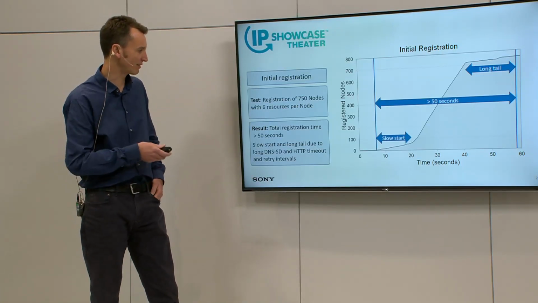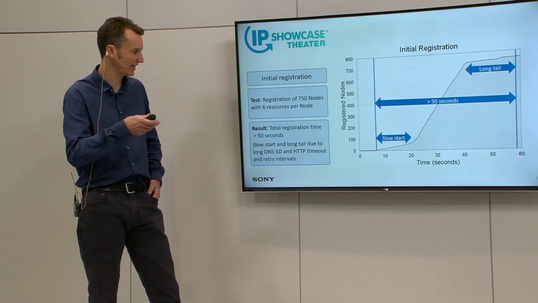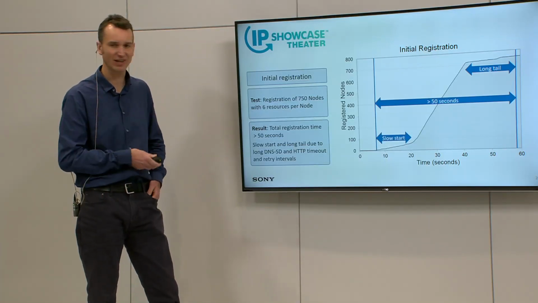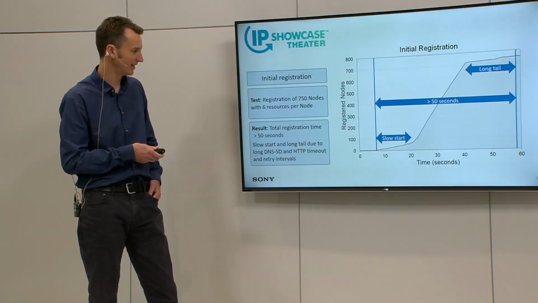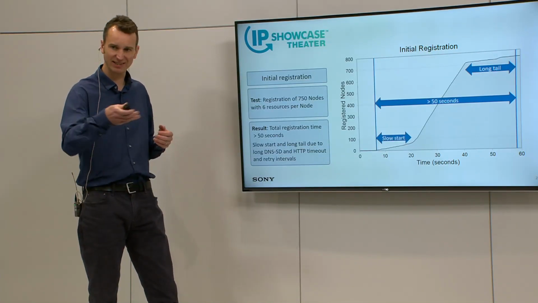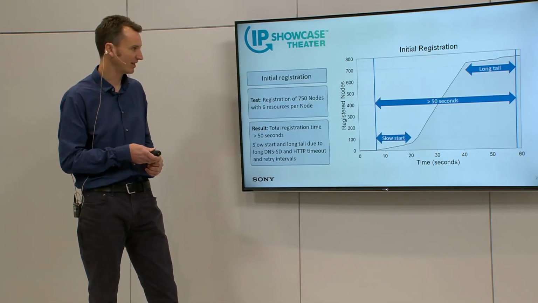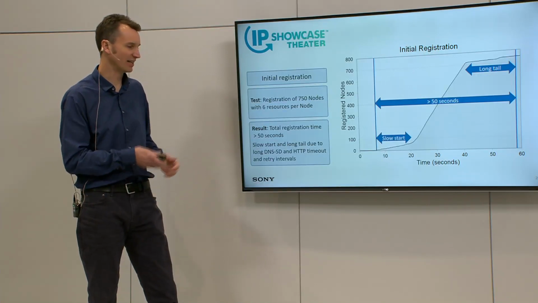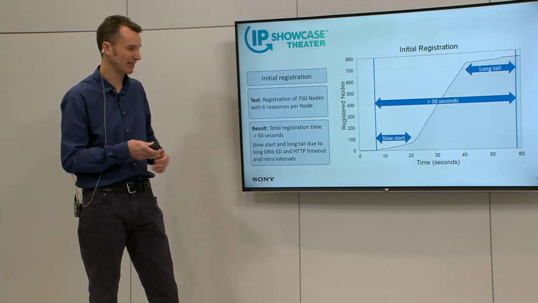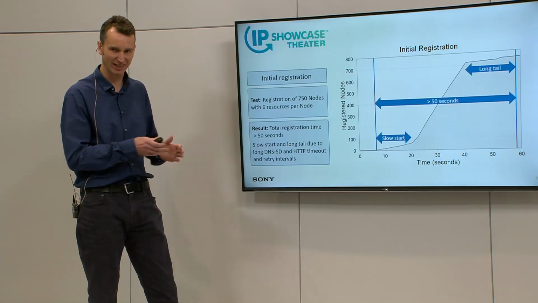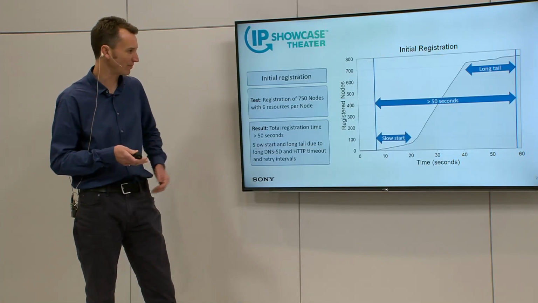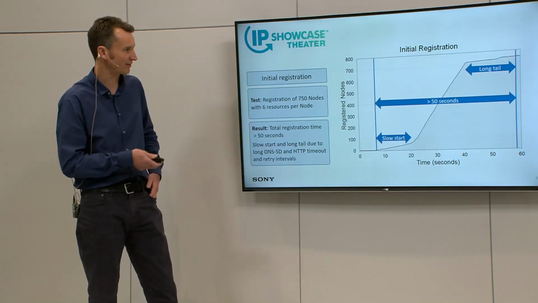The long tail was a similar issue. This was the HTTP post to the registration API that I spoke about earlier. And again, if the registry didn't respond to that HTTP post immediately, then the node would time out again and try again sometime later. And again, that timeout was set to a rather long period of time. We reduced it down to 5 seconds.